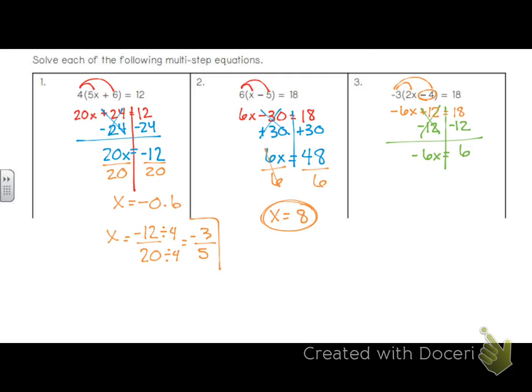Then my last step is to undo multiplication or division. So here the 6 is being multiplied, so I'm going to divide by -6. And that's going to cancel and leave me with x. And then +6 divided by -6 leaves me with -1. So x equals -1.